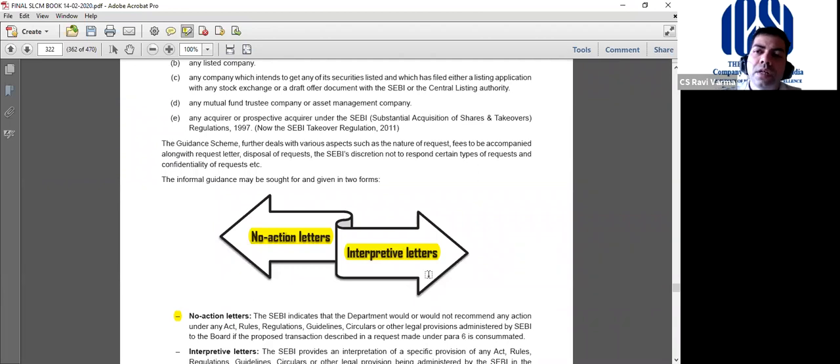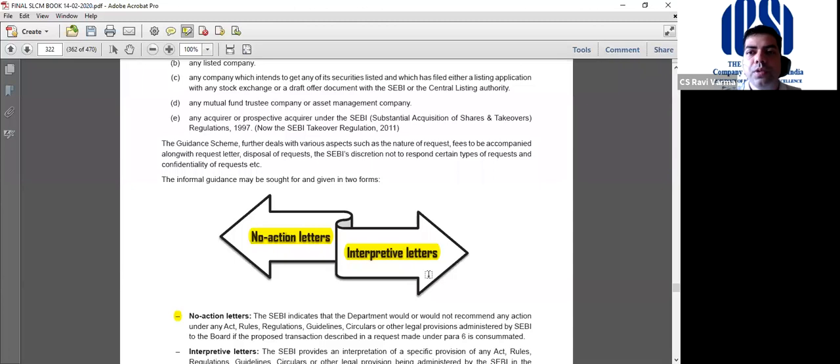Can a VP, vice president, or a divisional head of the company also be included in that? If I'm seeking this kind of information from SEBI, then these are called interpretative letters. SEBI will guide me. And where I am asking SEBI whether action will be taken or not, these kind of letters are non-action letters.